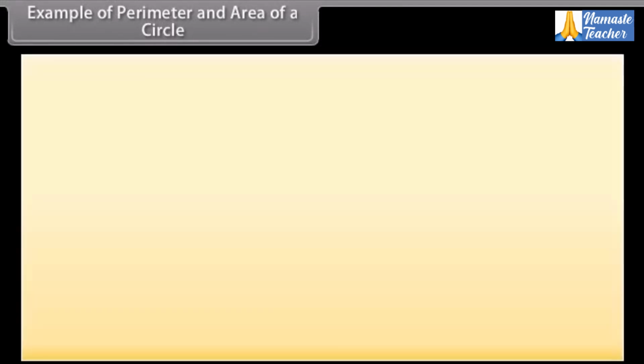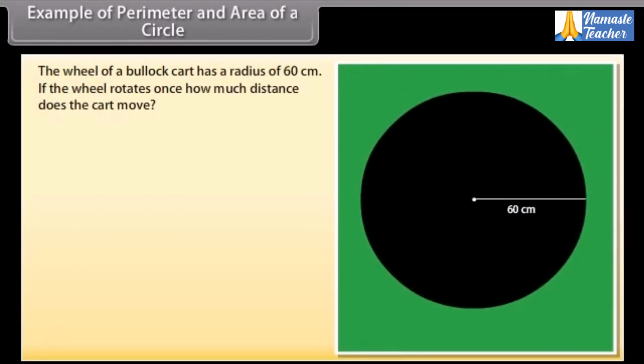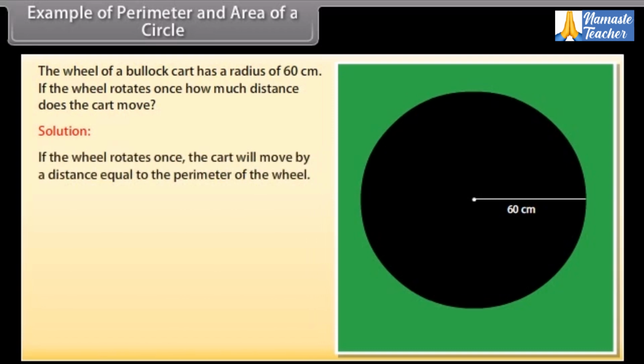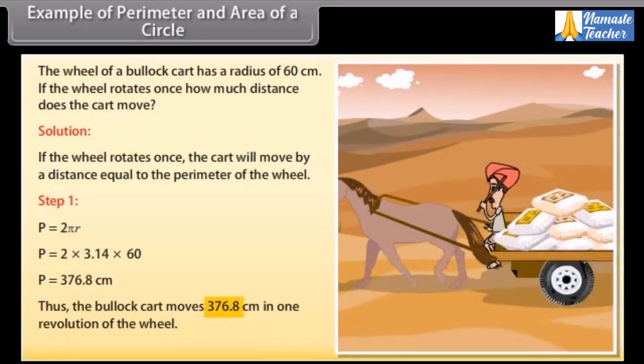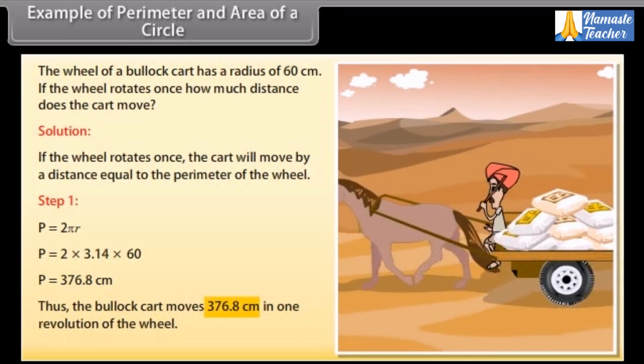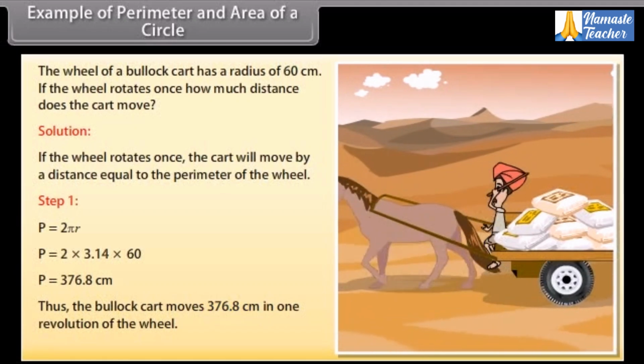Example 3. The wheel of a bullock cart has a radius of 60 centimeter. If the wheel rotates once, how much distance does the cart move? Solution. If the wheel rotates once, the cart will move by a distance equal to the perimeter of the wheel. We know that P is equal to 2 pi r. Now, by substituting the values, we get P is equal to 376.8 centimeter. Thus, the bullock cart moves 376.8 centimeter in one revolution of the wheel.